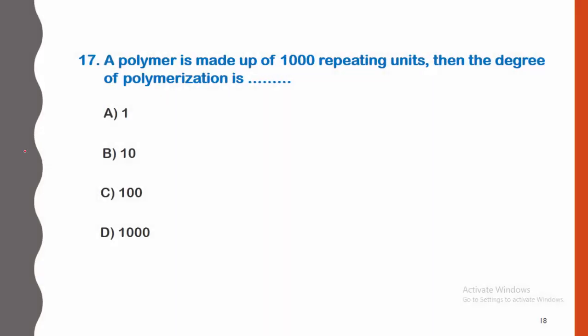Next question. A polymer is made up of 1000 repeating units. Then the degree of polymerization is A. 1, B. 10, C. 100, and D. 1000. This is a very important and very simple question. The right answer of this question is 1000. As we discussed in the theory also, what is degree of polymerization? Degree of polymerization is nothing but the number of repeating units in a polymer. Here a polymer is made up of 1000 repeating units. Therefore, the degree of polymerization of this polymer is 1000.